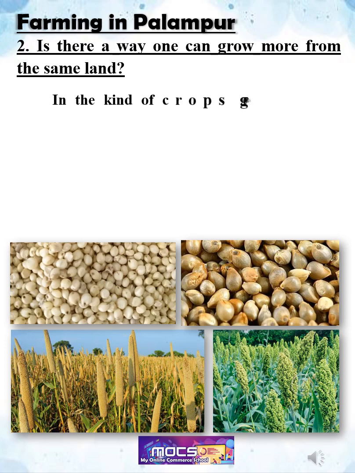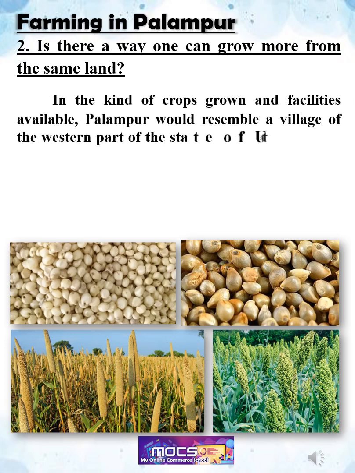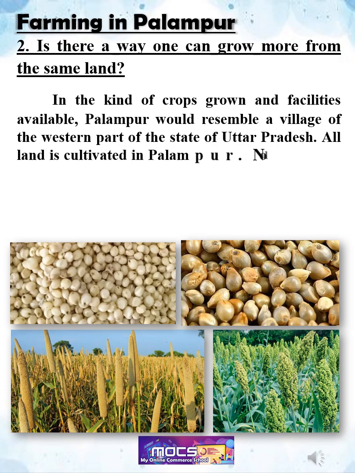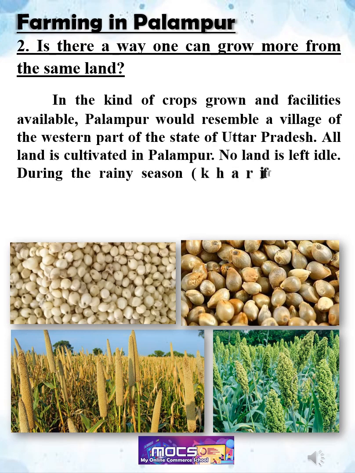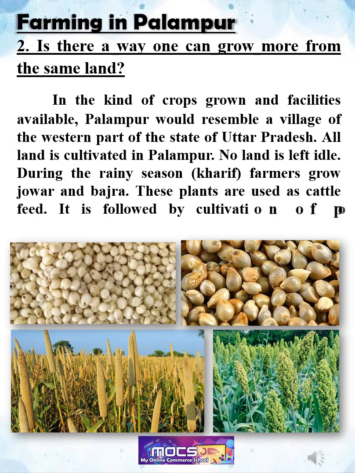In the kind of crops grown, and facilities available, Palampur would resemble a village of the western part of the state of Uttar Pradesh. All land is cultivated in Palampur. No land is left idle. During the rainy season, Kharif, farmers grow jowar and bajra. These plants are used as cattle feed. It is followed by cultivation of potato between October and December.